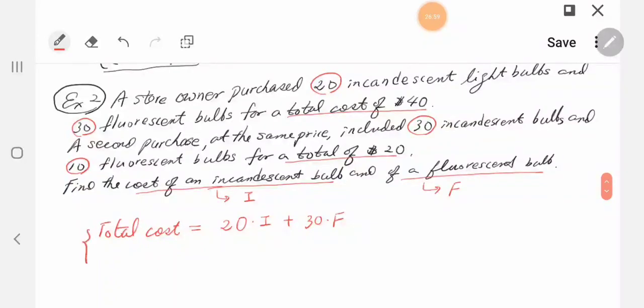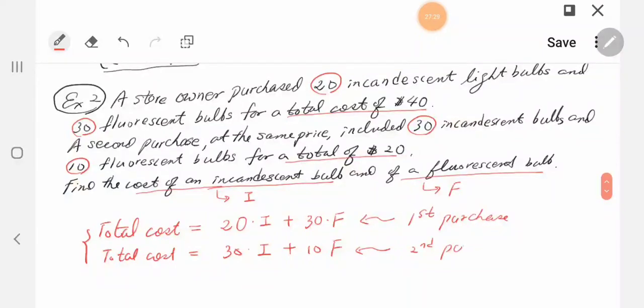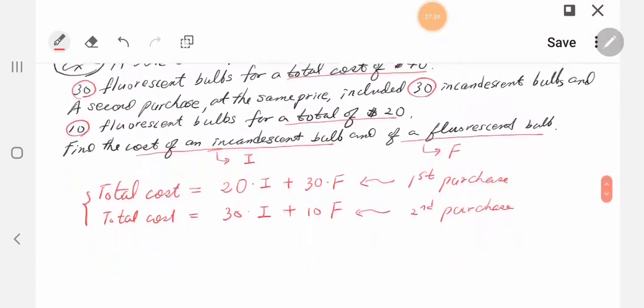And then for the second purchase, the total cost for the second purchase is he bought 30 incandescent light bulbs. And then what? How many fluorescent? 10 fluorescent light bulbs. So we got the first equation from the first purchase, and the second equation from the second purchase.